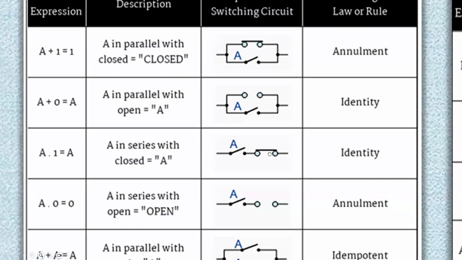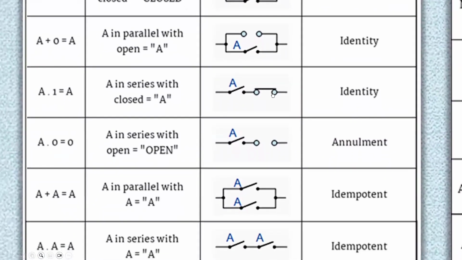Now, another identity. A and 1 is always going to give you A. So the output is identical to A. A or 0 is going to give you A, and A and 1 is always going to give you A. It makes sense. The output is going to follow what happens in that contact. So this is identity and this is also identity.